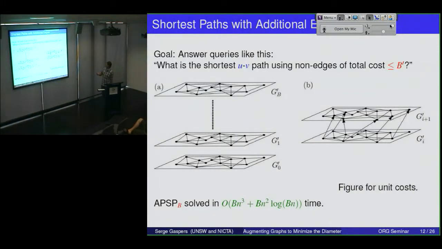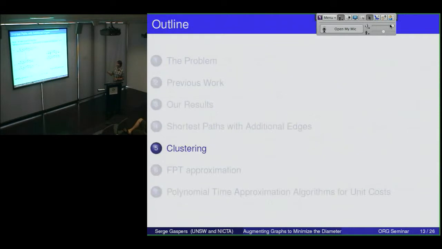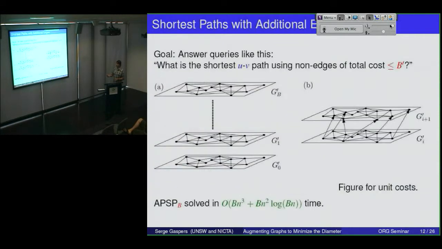So we can actually compute the shortest path between all pairs using any budget which is at most B, in a running time which is polynomial in V and B. So you get all pairs shortest paths using cost at most B. And then we can answer all these queries like this after preprocessing that takes this amount of running time.